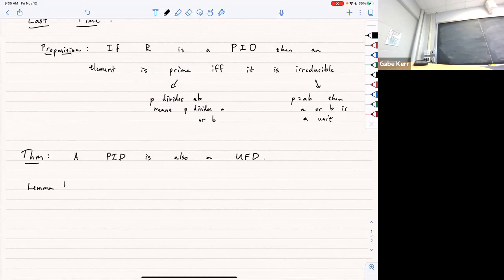Number 1: every nonzero, non-unit element A of R has an irreducible factor. This is for a PID, so let me assume that R is a PID.